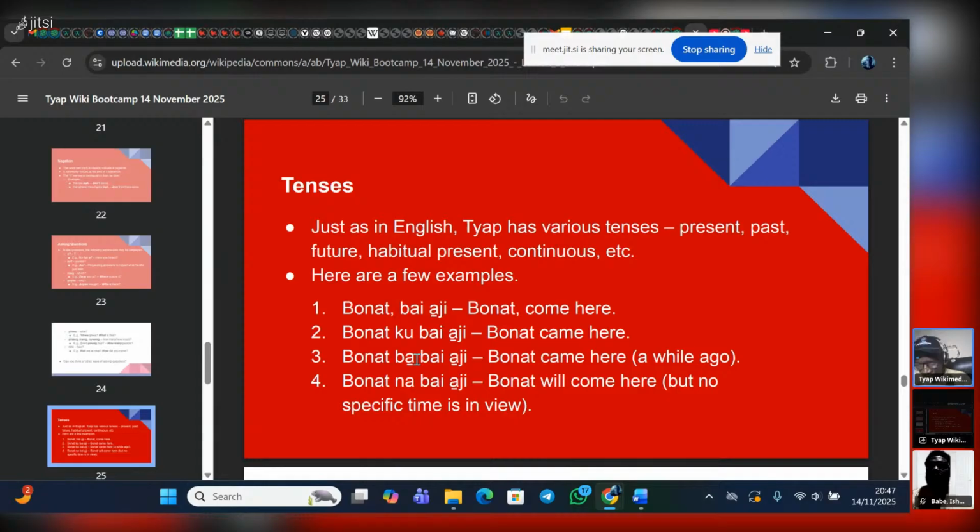It has to be today, maybe a minute ago or maybe in the morning. Right now it is evening, but it has to be past within the day. And then Bonat nabayeji, Bonat will come here. But you are not sure whether it's tomorrow, the day after tomorrow, or 10 days time or one year time, but you are certain that Bonat is going to come here.